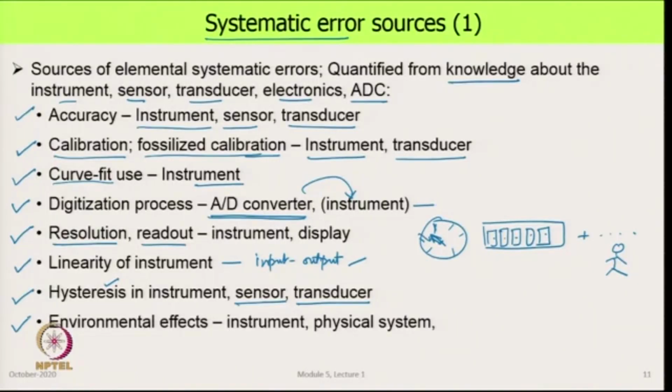Then there are systematic errors coming because of environmental effects which affect the performance of the instrument. For example, in all the electronics, a resistor would have a certain value of resistance at a particular temperature. If it becomes warm or if it is operated in a hot environment or a very cold environment, its resistance will be different, it will start giving different numbers. Environmental effects could also influence what I have written here as the physical system.